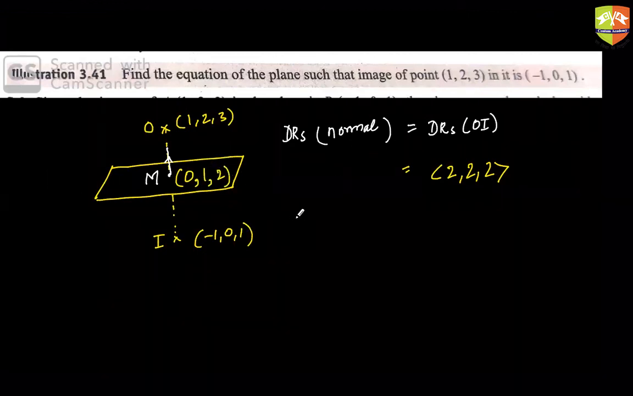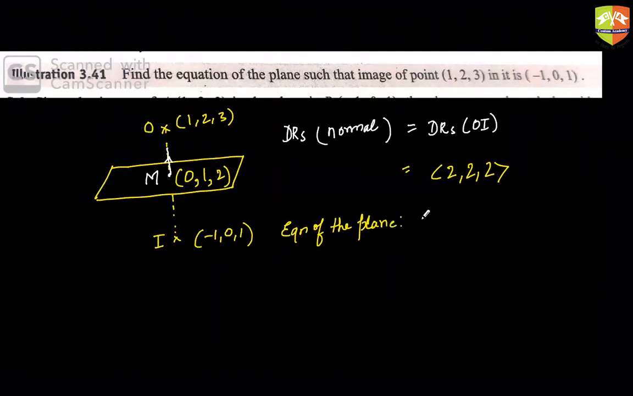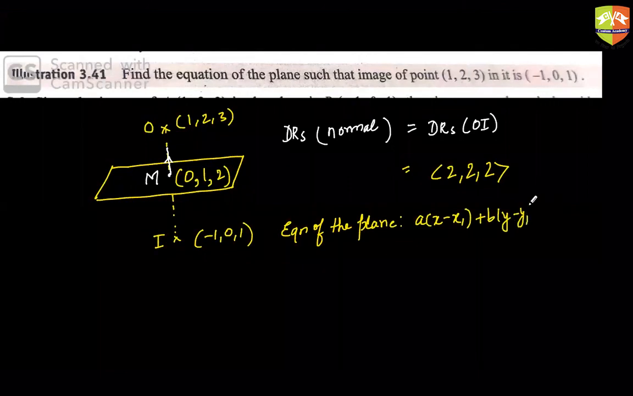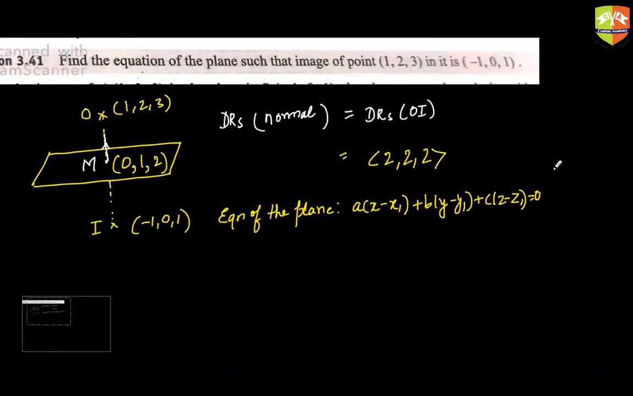Correct? Now all I need is the equation of the plane when you know a point and the direction ratios of the normal, and that is a(x minus x1) plus b(y minus y1) plus c(z minus z1) equals 0. This equation is very important, let me tell you guys. Very, very handy, very, very useful equation when you know the direction ratios of the normal and you know a point on the plane. Okay?